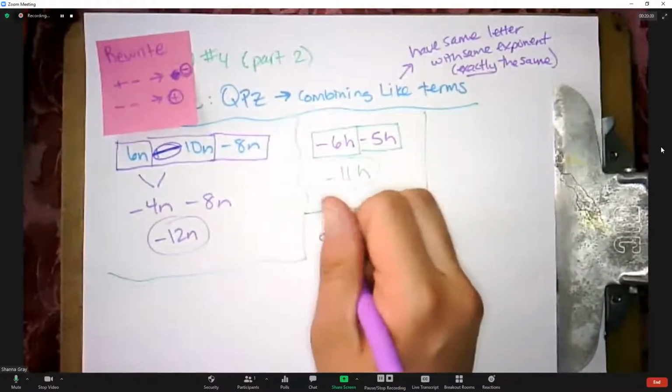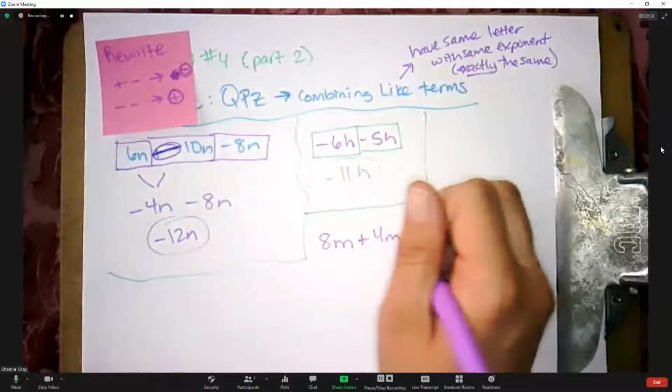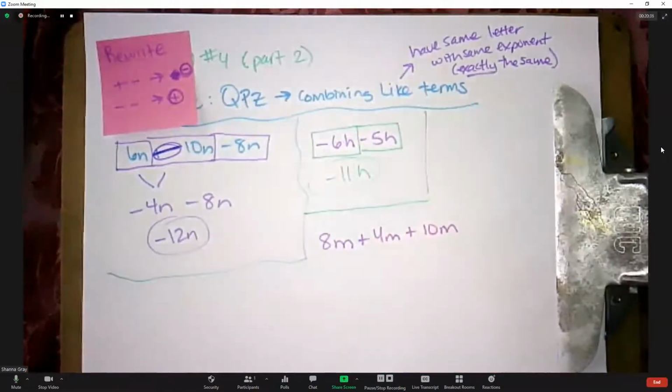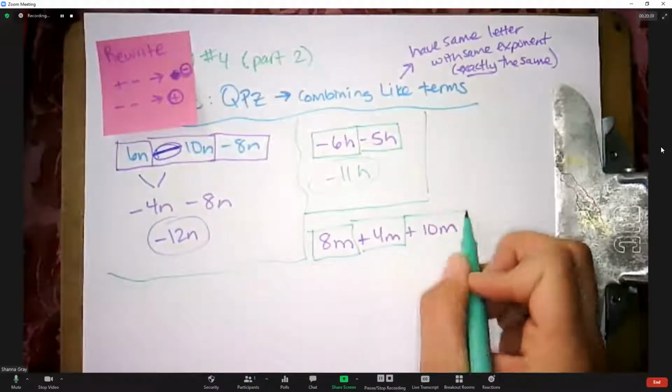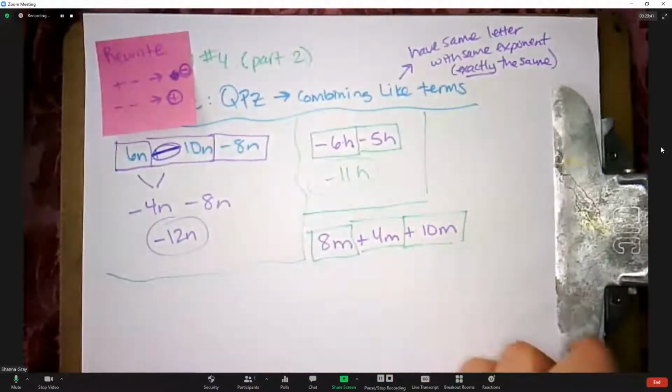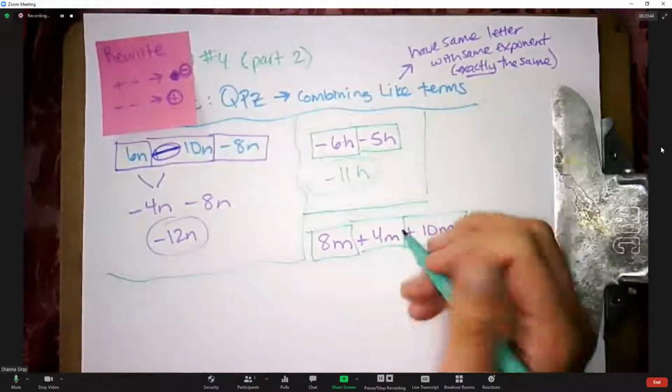All right, 8M plus 4M plus 10N. So I have 8 in this group and 4 in this group and 10 in that group. So if I just combine them all together, 12 plus 10, so 22.